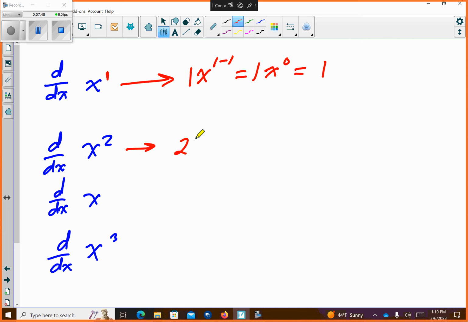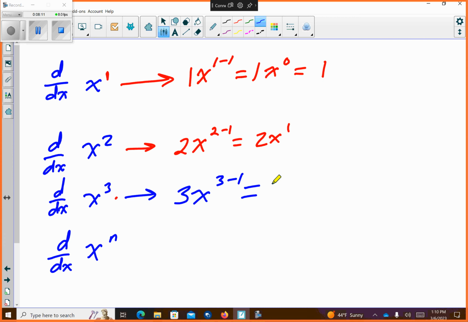This one's going to become 2x, and then you go 2 minus 1, so you get 2x to the first. This one should have been x to the third, and then this is x to the n. This one here is going to become 3x, 3 to the 1, x minus 1, or 3 minus 1, which becomes 3x to the second. So then if I do the derivative of this case, I get n times x raised to the n minus 1. Okay, so these are all ways to take a derivative.